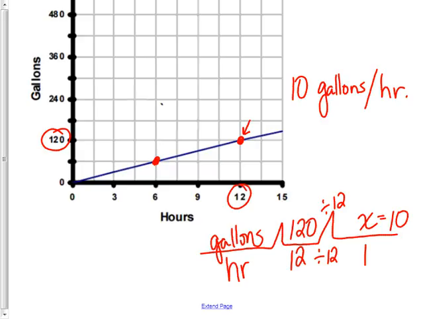So now that we've had a chance to see what a unit rate looks like on a graph, how we can find it, let's take a look at some ratio tables and then using those both to make a graph and to find the unit rate. So let's look at an example up here.